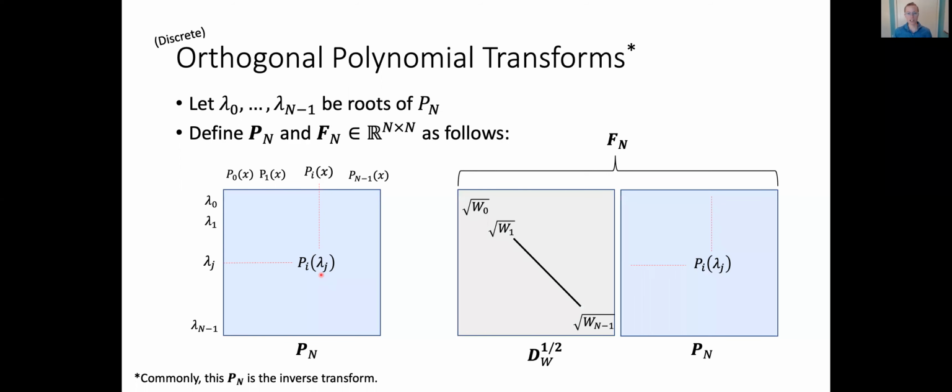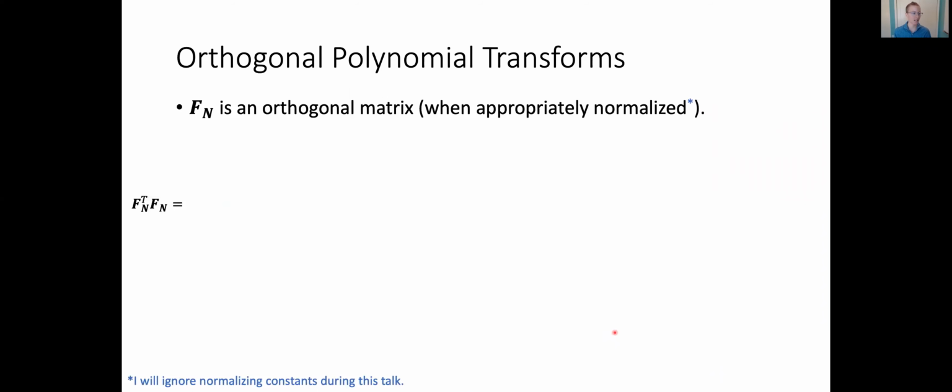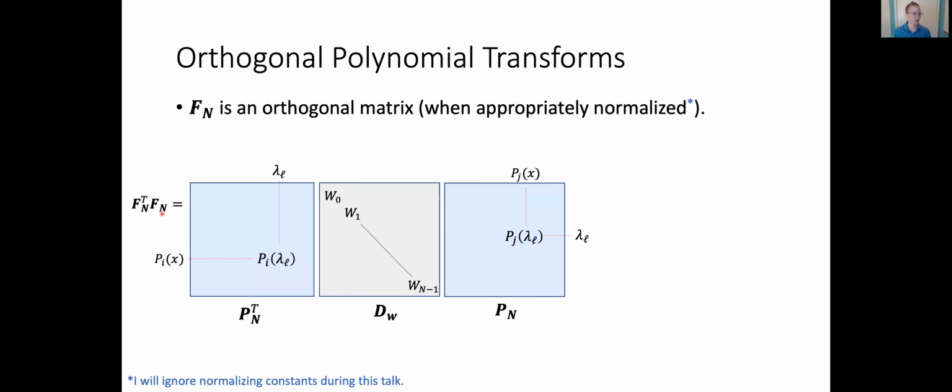So this is the matrix P sub n. We're going to be interested in a sort of renormalization of it, the matrix F sub n. And this is just when I take P sub n and normalize it by multiplying the rows by the square roots of these weights. And the reason to normalize it in this way is because when I do this, I get an orthogonal matrix. So F sub n is orthogonal. We can quickly check this just by computing F sub n transpose times F sub n. Okay, so what is this?